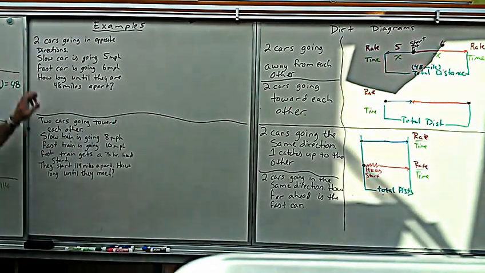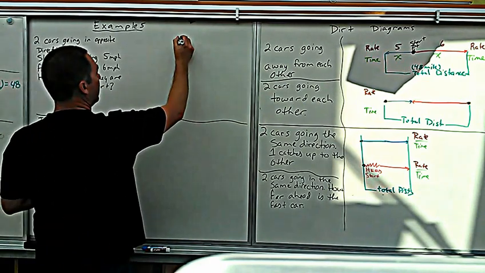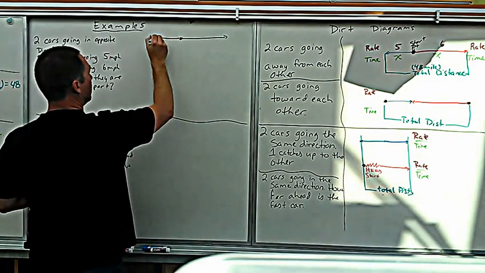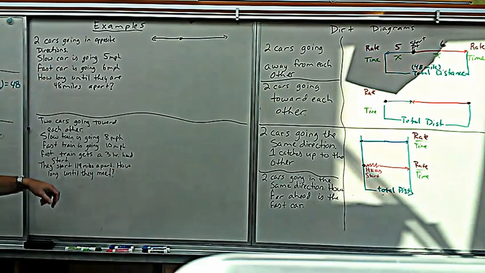Alright, so I read this. And it says 2 cars going in opposite directions. So I'm going to draw that real quick. So I have 1 car there. There's a long one. There's a short one. Okay? So this is my fast, that's my slow. The slow car is going 5 miles per hour.